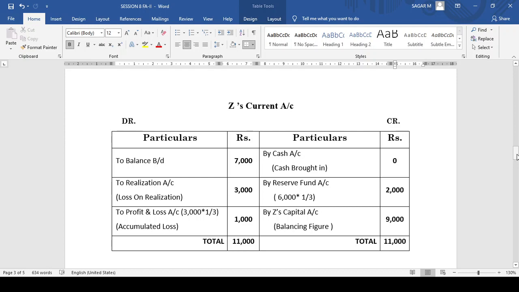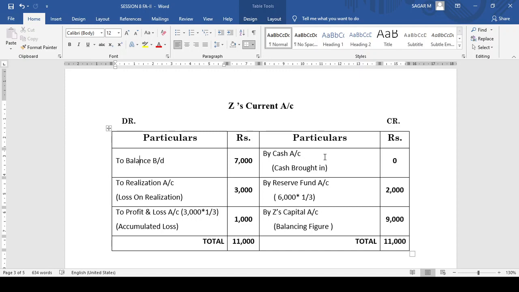current account only. So begin with Z's current account because he became an insolvent. We need to prepare his account. So begin with the To Balance b/d, because Z's current account is showing a debit balance, 7,000 rupees. After that, they said that Z couldn't bring anything in cash. So we have put 0. You need not pass an entry here. It doesn't require.